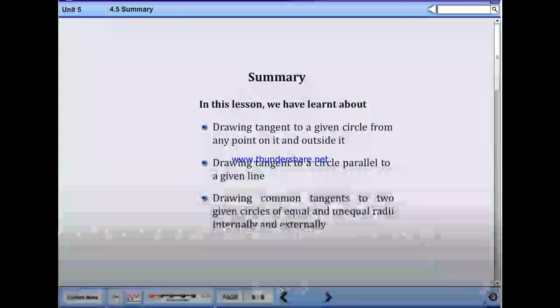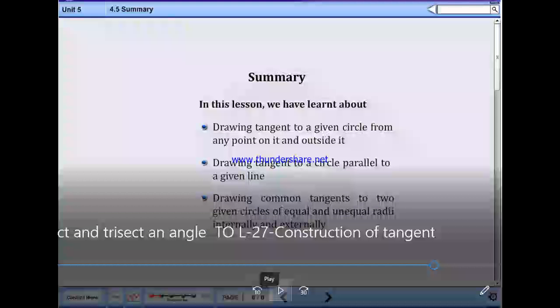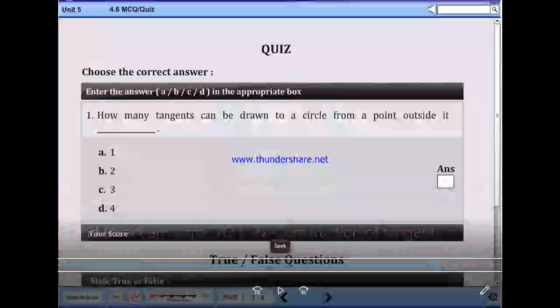Now this is a summary of what we learned here. Drawing a tangent to a given circle from any point on it and outside it. Drawing a tangent to a circle parallel to a given line. Drawing a common tangent to two given circles of equal and unequal radii, internally and externally. These we have studied. Now you note down the quiz questions.